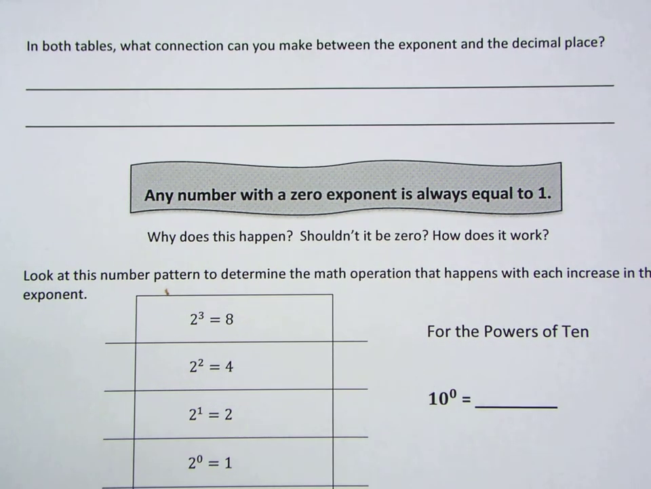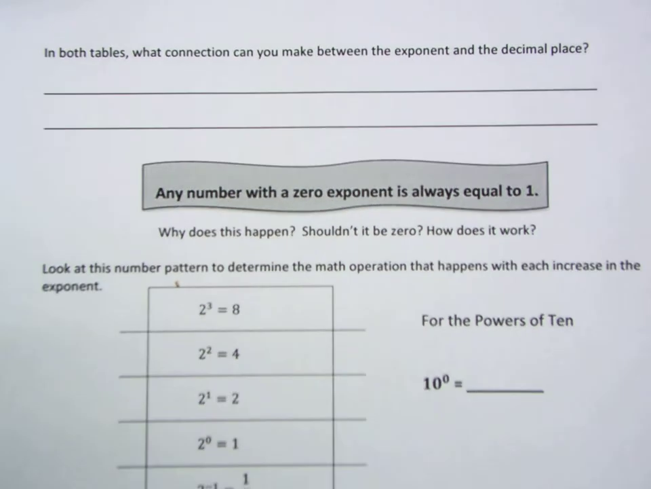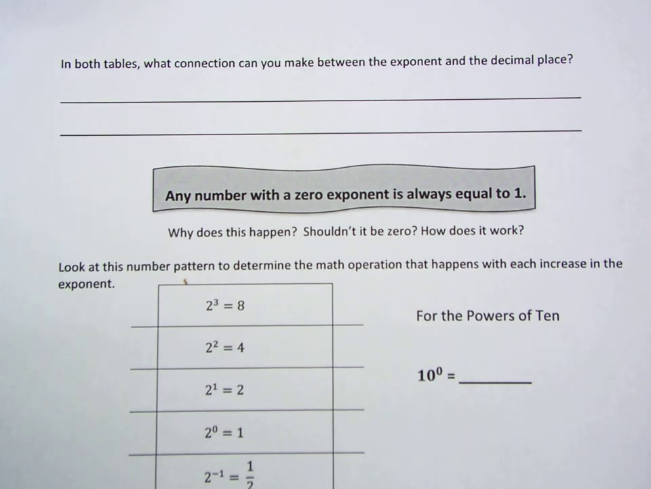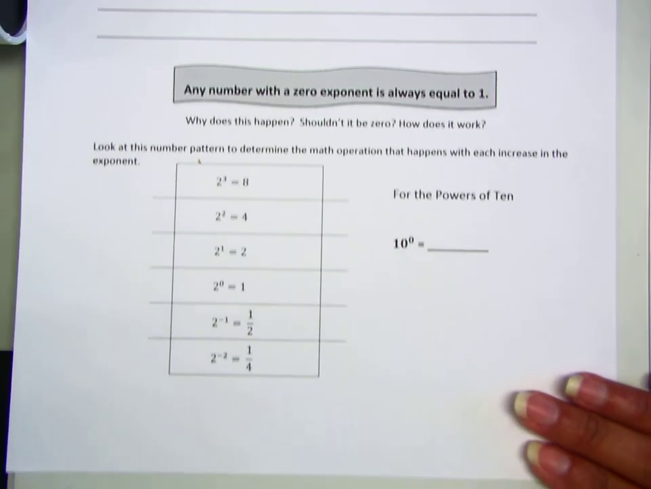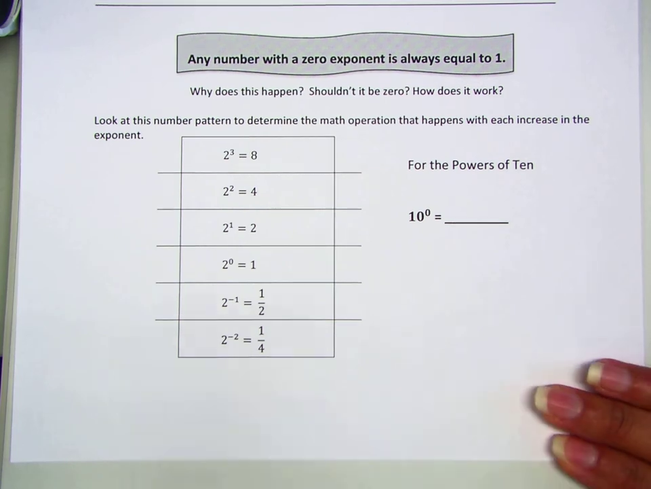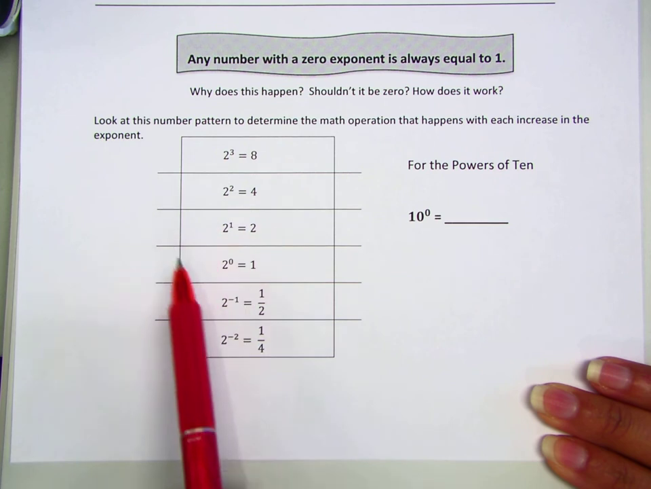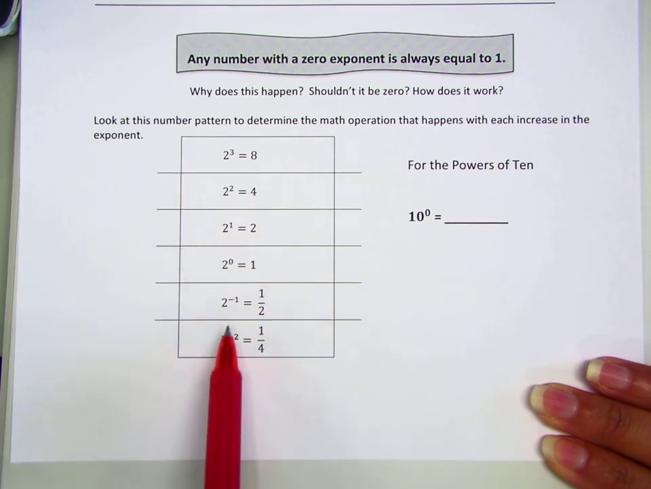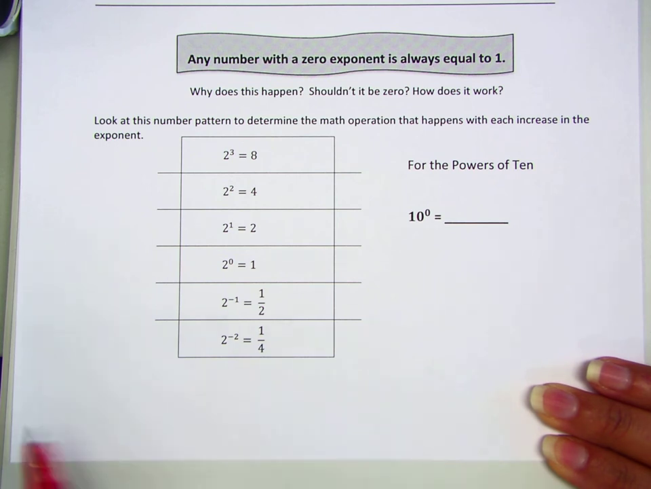So I said we would talk about 10 to the 0 power. It's a common question. Why does it equal 1? Shouldn't it be 0? And how does it work? Those are common questions. So let's talk about it. I want you to look at the number pattern for these exponential forms. 2 to the third, 2 squared, 2 to the first power, 2 to the 0 power, 2 to the negative first, and 2 to the negative second power. And when you look at that pattern, you want to figure out what math operation is happening with each increase or decrease in the exponent.